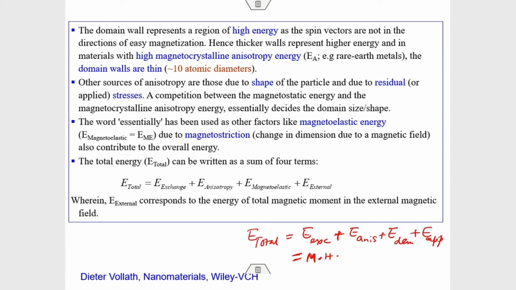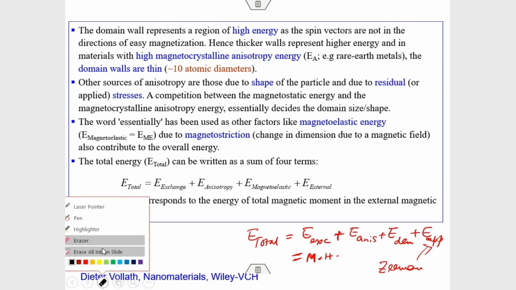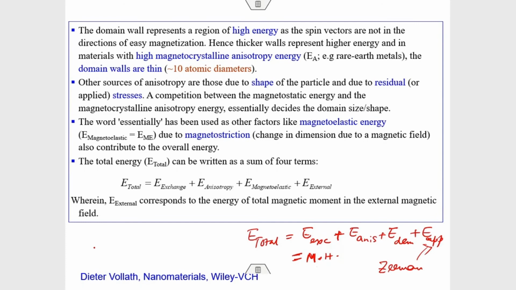And the last one is the applied energy, which is nothing but the Zeeman energy. This is also known as Zeeman energy. Zeeman, the same Zeeman by whom we discovered many things. Zeeman has one n, not two n's. Am I clear? One n.